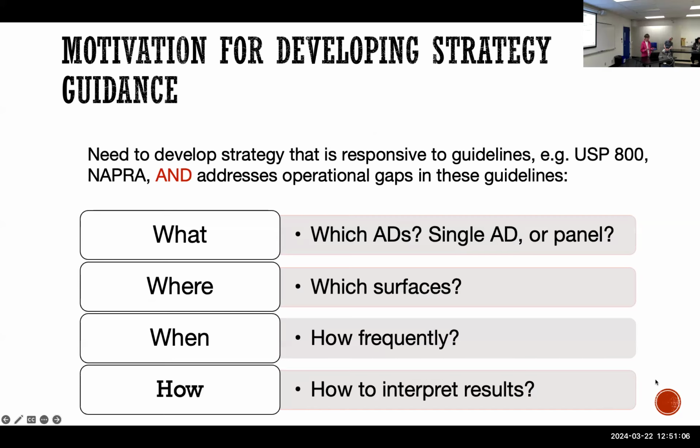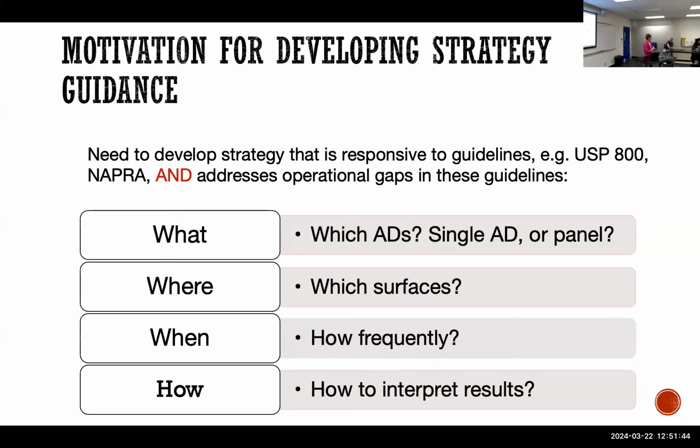So there's a clear need to develop strategies that are responsive to these guidelines that are coming out more or less with enforcement power, such as USP 800 and MACRA, and develop strategy guidance that addresses the operational gaps in these guidelines. So we talked about the 5 W's. The why is there because we have guidelines that are saying you should be doing this, and because we know that these exposures are occurring, and we need to understand that quantitatively so that we can take action, get out in front of it.